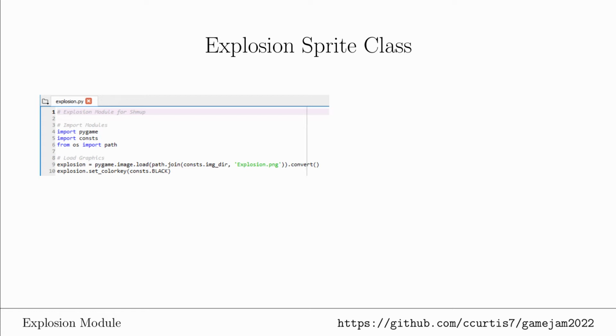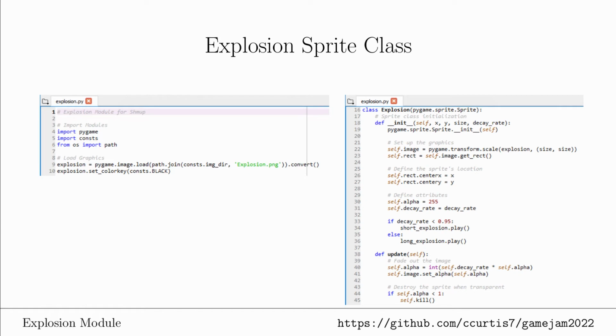We will start by importing modules, then we'll load the graphics, and then define the explosion class. For the graphics, I've drawn this simple explosion image. You can design your own or look to OpenGameArt. You could also have an animated explosion and apply the ideas we had for animating the spaceship to this module. But for this game, we're just going to keep it simple.